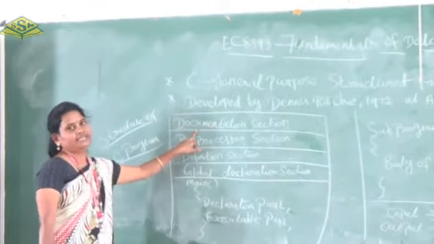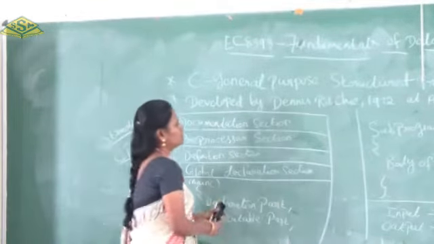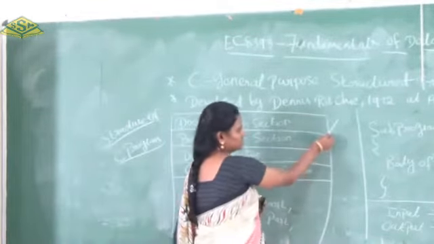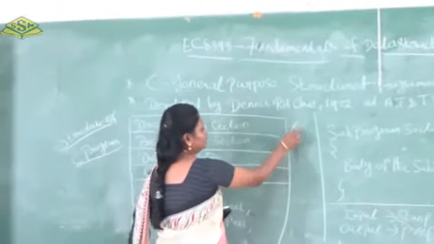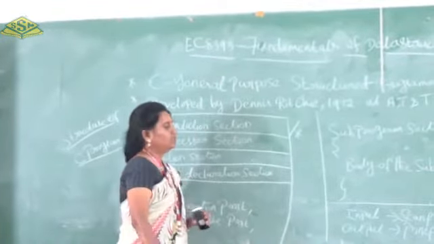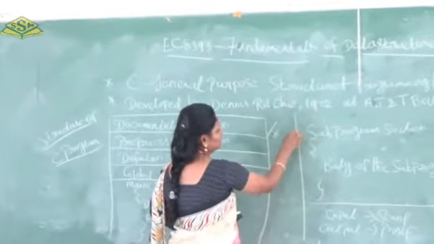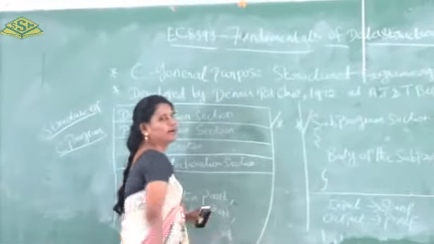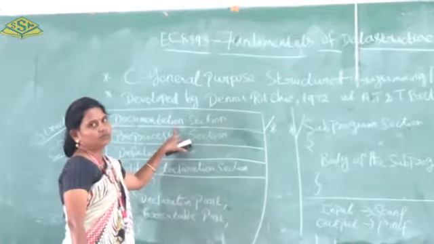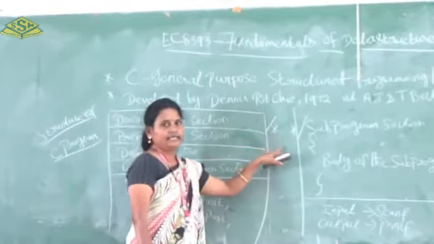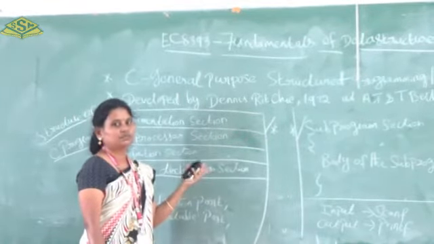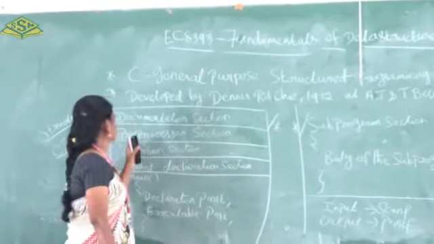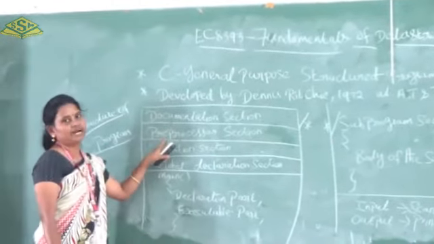First one is the documentation section. The documentation section will start with a slash and an asterisk symbol, and it should end with an asterisk symbol and a slash. This is an optional term only. In between, we can include the name of the program as well as the author of the program. Then the preprocessor section. This is a mandatory term.